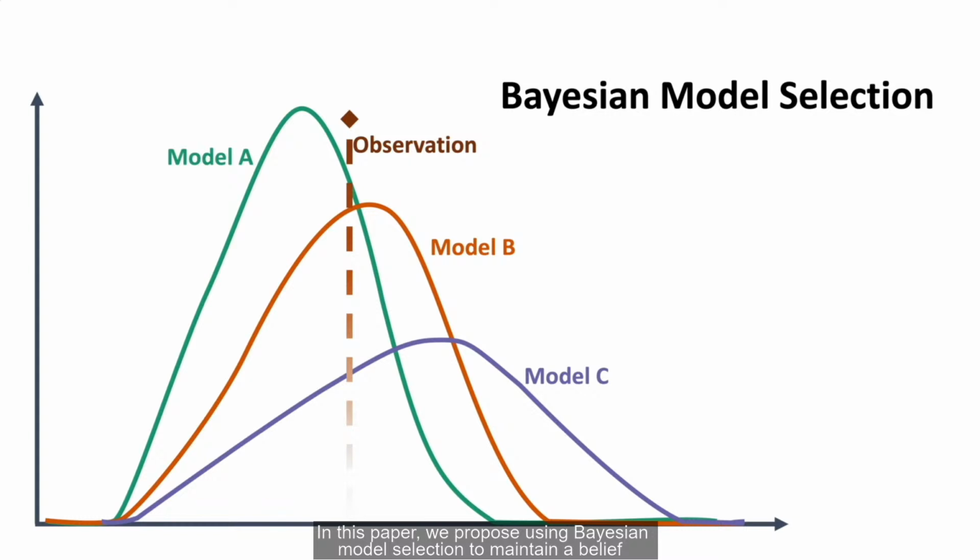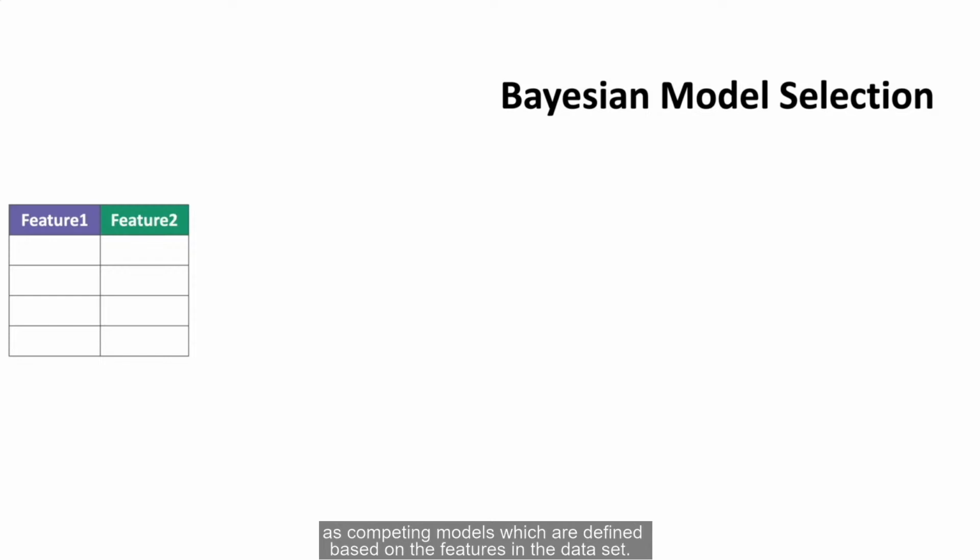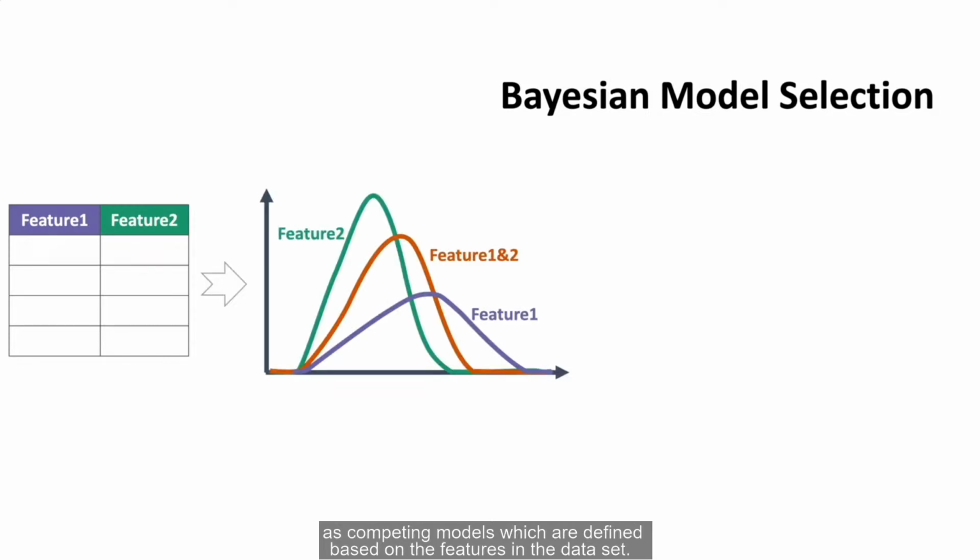In this paper, we propose using Bayesian model selection to maintain a belief over numerous competing models that can explain user interactions. Each of these competing models represents an exploration strategy the user could adopt during a session. The goal of our technique is to make high-level and in-depth inferences about the user by observing low-level interactions. Although our proposed idea is applicable to various probabilistic model spaces, we demonstrate a specific instance of encoding exploration patterns as competing models which are defined based on the features in the dataset.